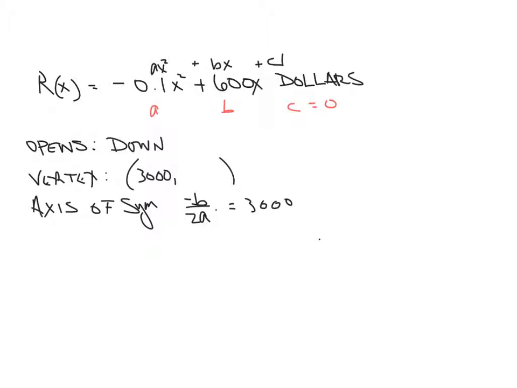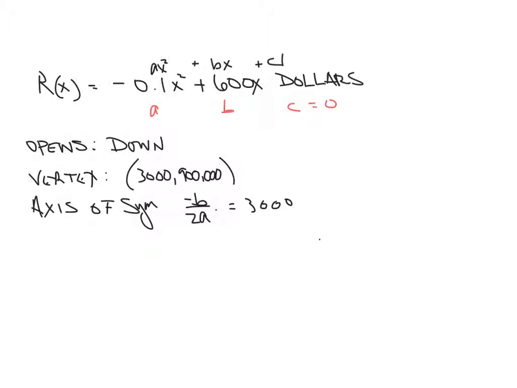And so then to find the next part of my vertex, I take 3,000 and put it in here for x, and in here for x. I square the 3,000, multiply by 0.1, plus 600 times 3,000, and that will give me my number for y, which in this case is 900,000, which means my graph is going to have to use bigger numbers. I can't just use 1, 2, 3, 4, etc.